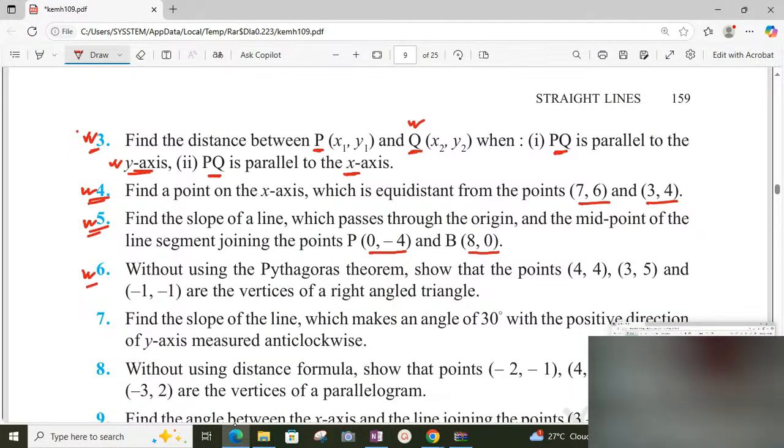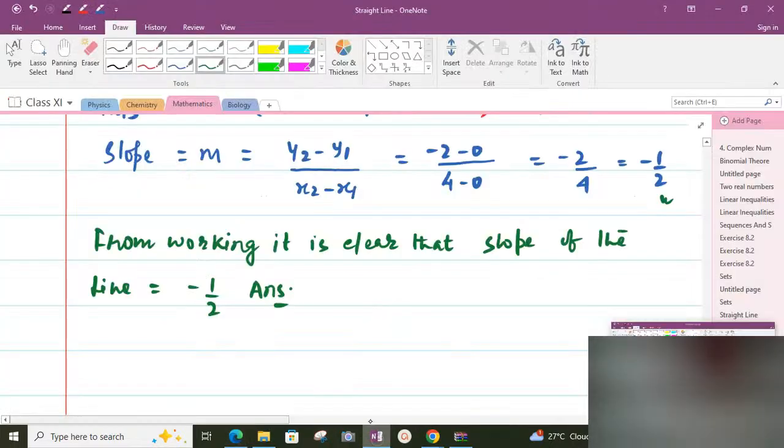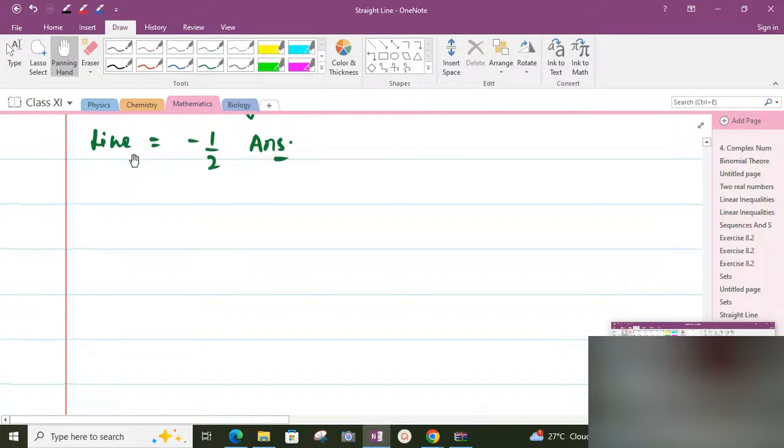This is question number 6. Without using the Pythagoras theorem, show that the points (4, 4), (3, 5) and (-1, -1) are the vertices of a right angle triangle. So we find out the slope of two lines which are perpendicular to each other. So let's see, we draw the figure. This is question number 6.